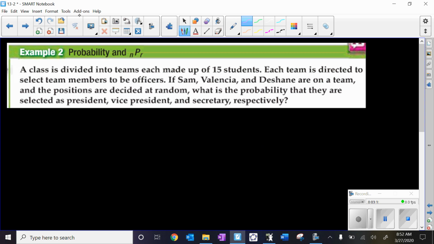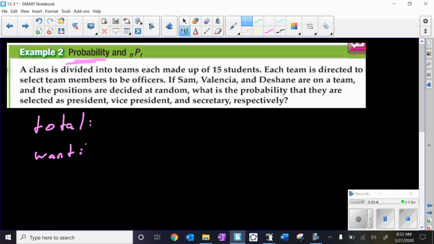Okay, so let's do an example that uses this scenario. A class is divided into teams, each made of 15 students. Each team is directed to select team members to be officers. If Sam, Valencia, and Deshane are on a team and the positions are decided at random, what is the probability that they are selected as president, vice president, and secretary, respectively? So I'm still dealing with probability, meaning I need total possibilities and what I want out of this.